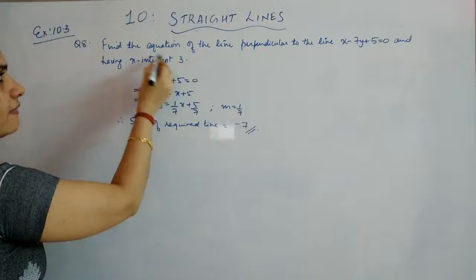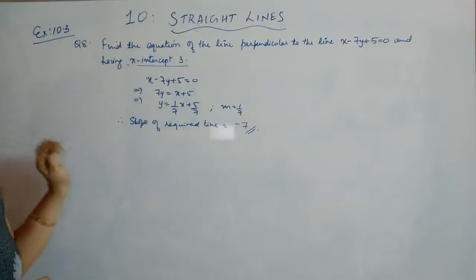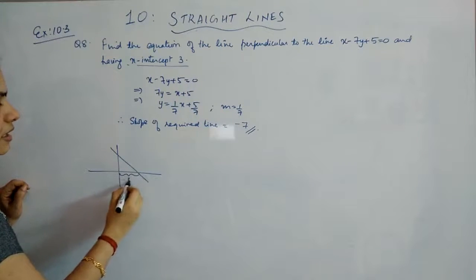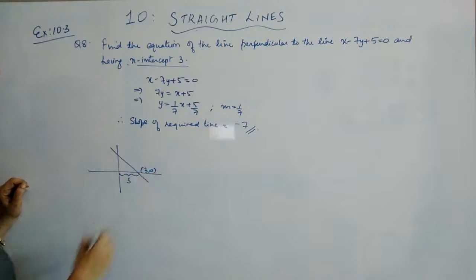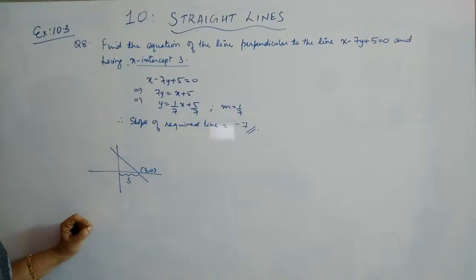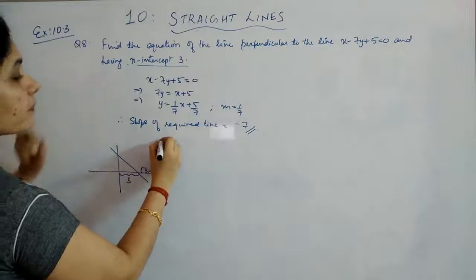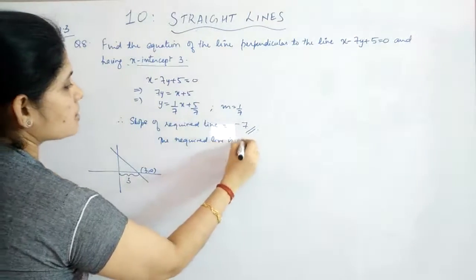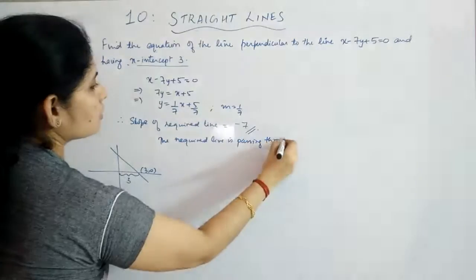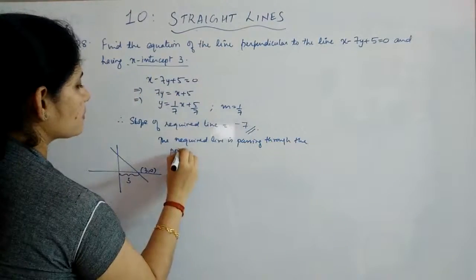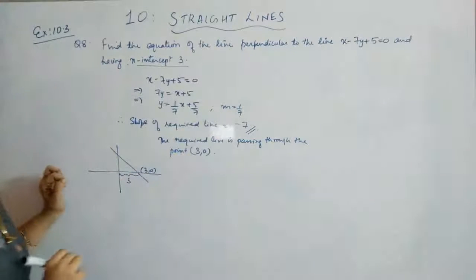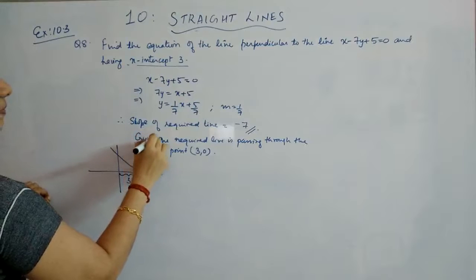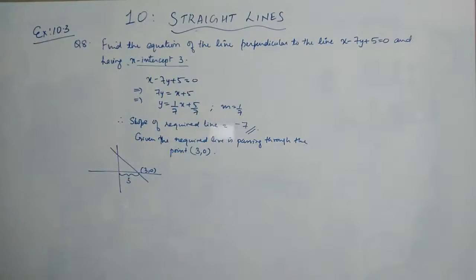Now, x-intercept is 3 means, suppose this is a line, this distance is 3. That means the point will be 3 comma 0, from where it is passing through the x-axis. So the required line is passing through the point 3 comma 0. That is the meaning of x-intercept. This is given, that the required line is passing through the point 3 comma 0.